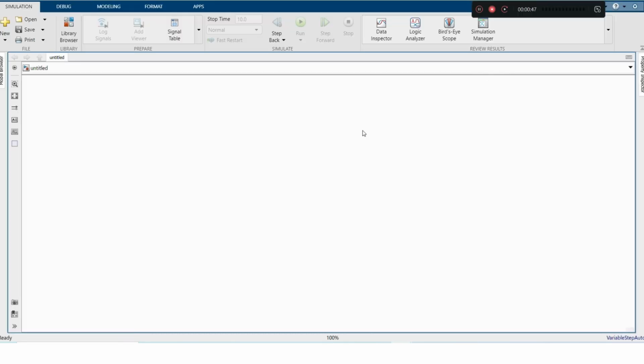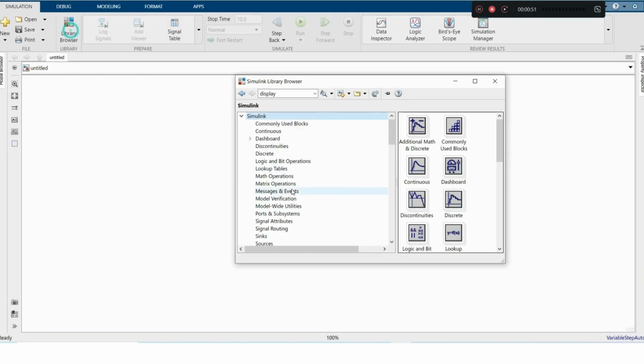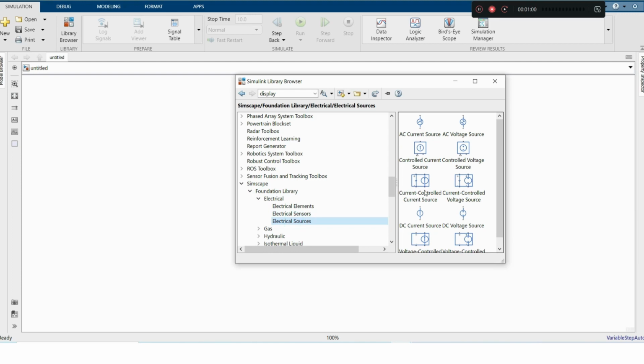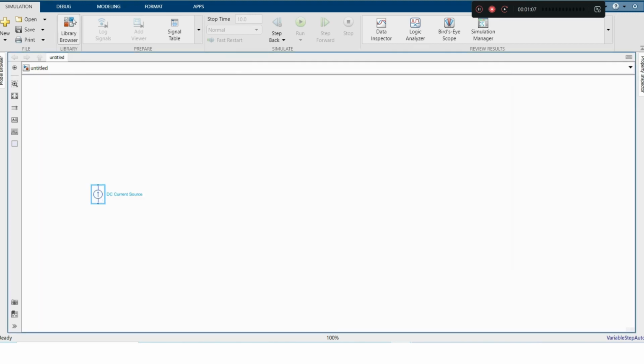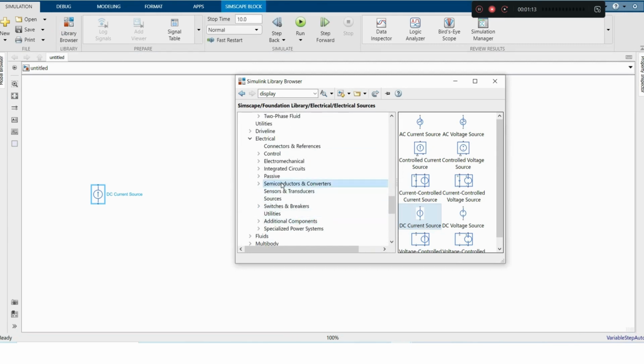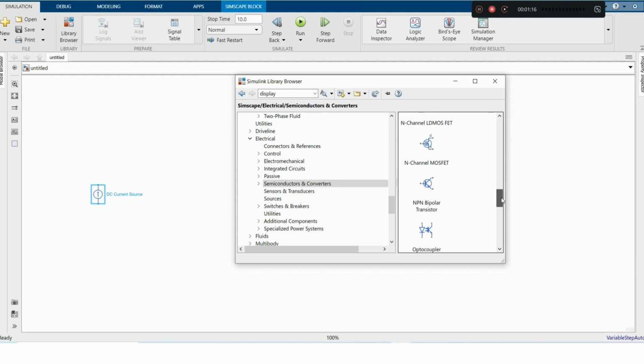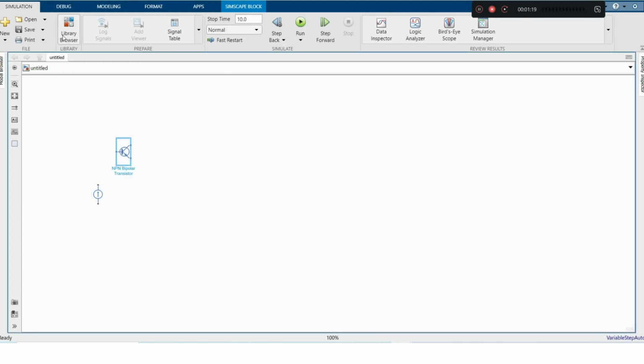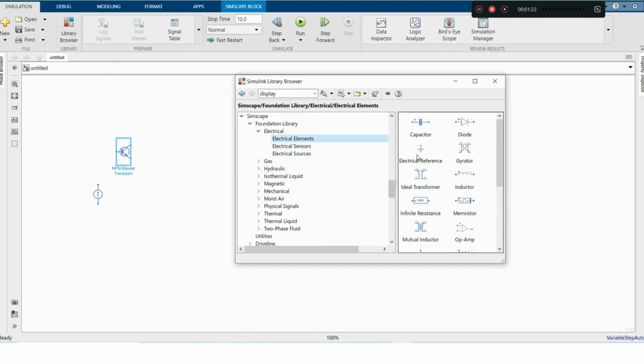For making a simple circuit containing an NPN transistor, I'm browsing the library, and then we have to go to Simscape, Foundation Library, Electrical, and then Electrical Sources. Firstly we need a DC current source. I'm taking an NPN transistor, which is present under Simscape, Electrical, Semiconductors and Converters. Here, NPN Bipolar Transistor. Okay, then we need an Electrical Reference and a Solver Configuration block.